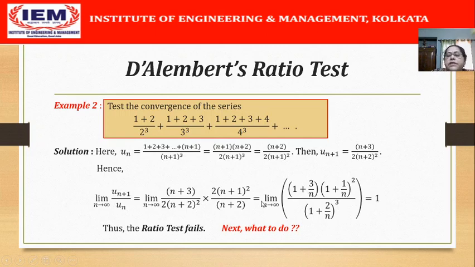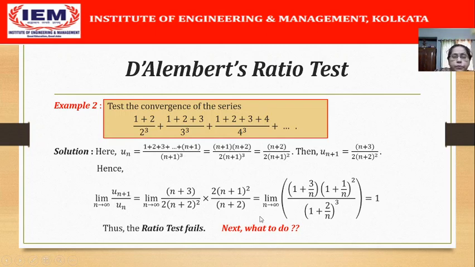And now as we take the limit as n tends to infinity, what happens? You see that these terms 3 by n, 1 by n, 2 by n, they all become 0. So finally the value of the limit is 1. So that is a problem now, isn't it? Because for the limit 1, the ratio test fails. So then what is the way out?